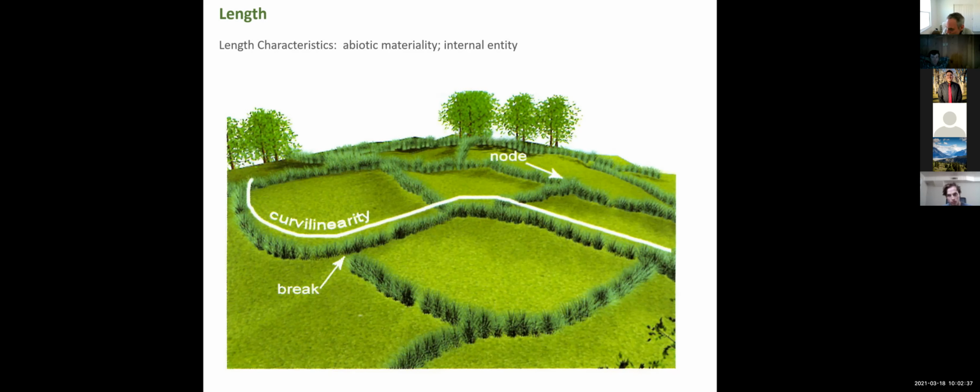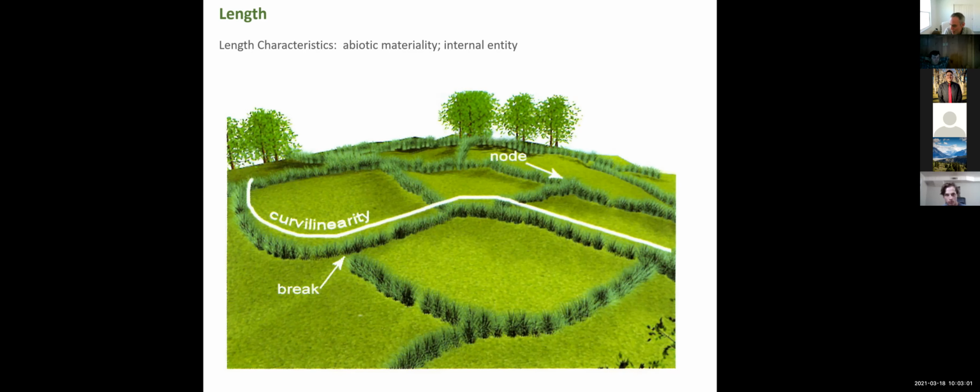Curvilinearity refers to the degree of meander of the corridor. As we saw in the last lecture on edges, a more meandering edge tends to encourage greater penetration through that edge. And the same is true of corridors. So if you have a more meandering corridor, it's more likely that species will be able to move across that corridor as opposed to moving along it.